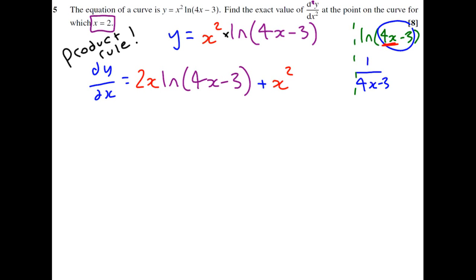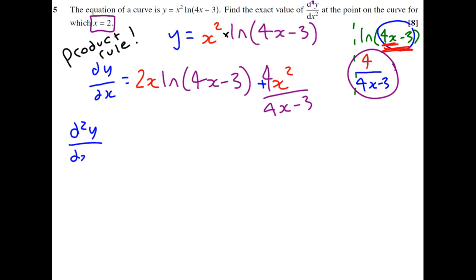Really need to make my eraser a little bit smaller there. Oops, mistake. Okay, that just needs to be a 4. So we multiply by the differential of what was inside the function there. Okay, so that's going to be multiplied by this, so it's going to be 1 over 4x minus 3. First bit done, we have to differentiate again. d2y by dx squared. Okay, we can differentiate one thing at a time.